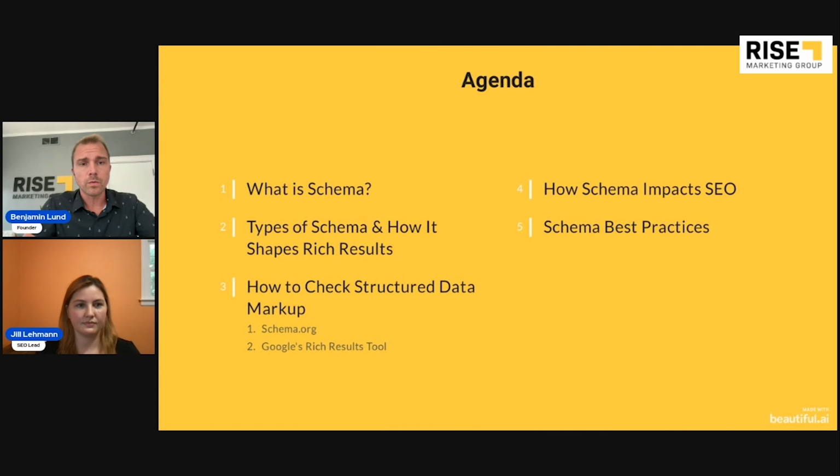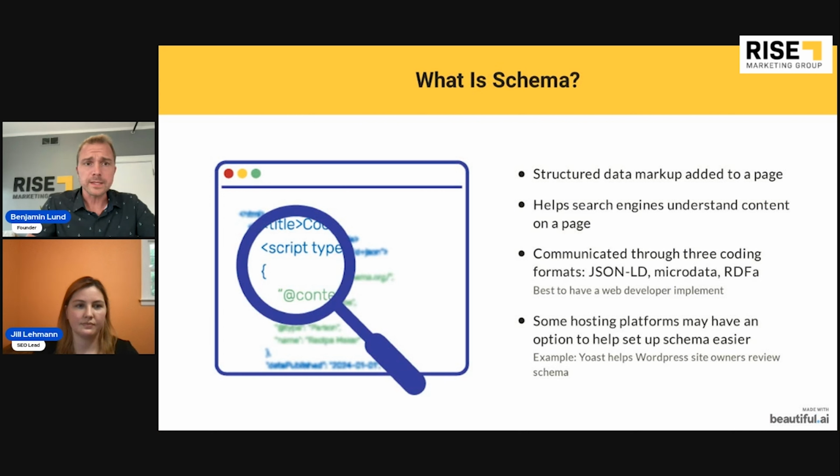We're going to cover what schema is, the different types of schema and how it can shape rich results, and how to check structured data markup. So once you implement this on your site, how to make sure that it is set up correctly. There's a couple different ways that you can go about it that Jill's going to walk us through: schema.org and Google's Rich Results tool. Towards the end, we're going to get into how it can impact SEO. You definitely want to stay around for that because ultimately that's why you want to implement schema, to increase your SEO. And then we're going to get into schema best practices. So let's get into it.